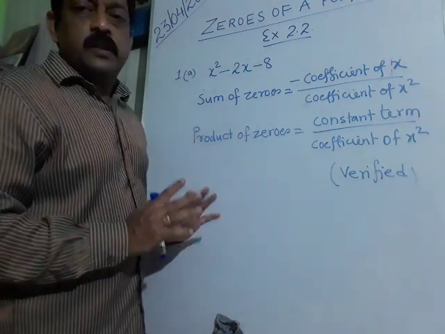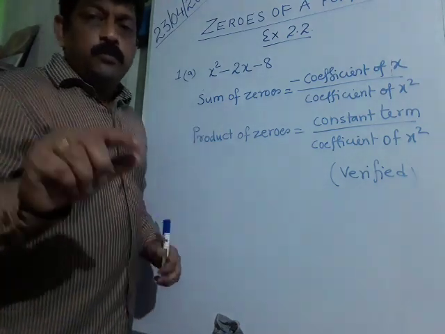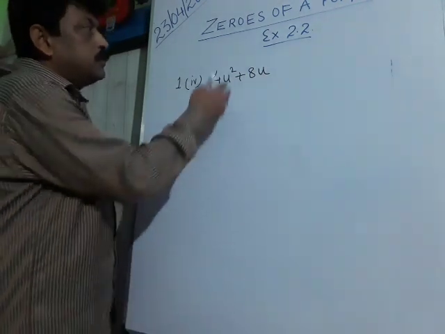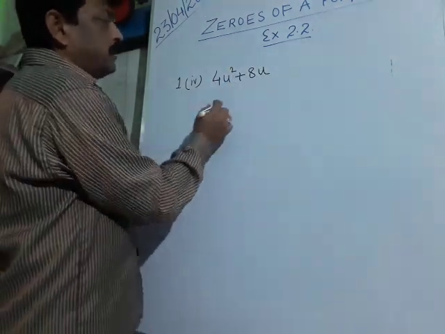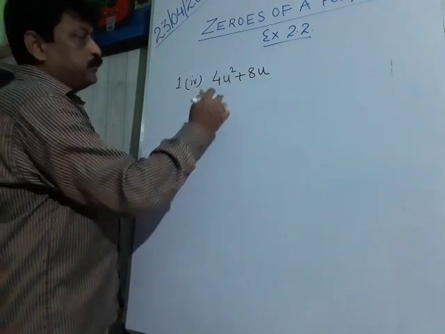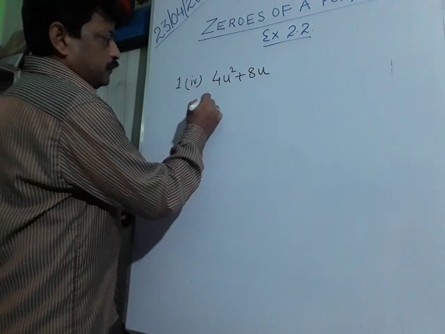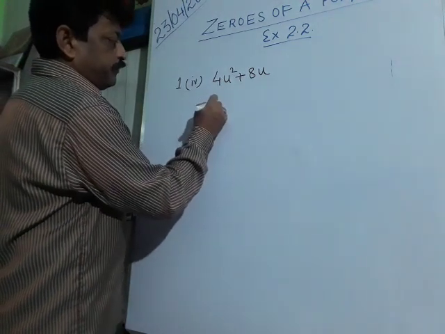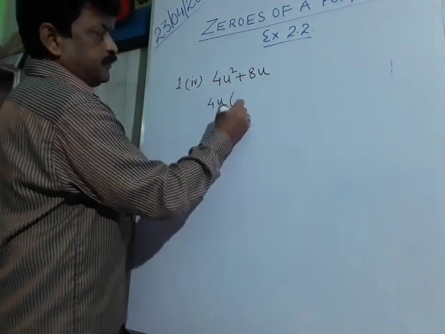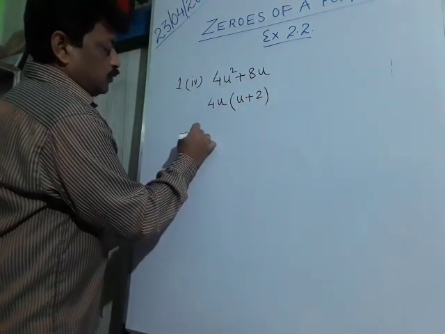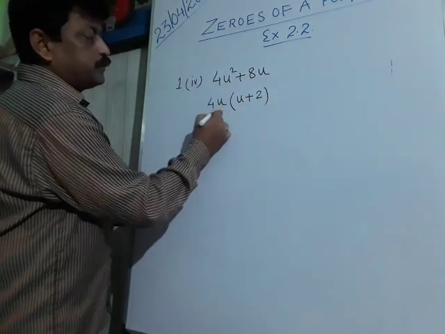So this is verified. Let me give you one more example. This is from exercise 2.2 NCERT, question number 1, Roman 4. 4u square plus 8u is the given polynomial. First of all, we have to factorize. 4u is the common factor, u plus 2. So we have got 2 factors, 4u and u plus 2.